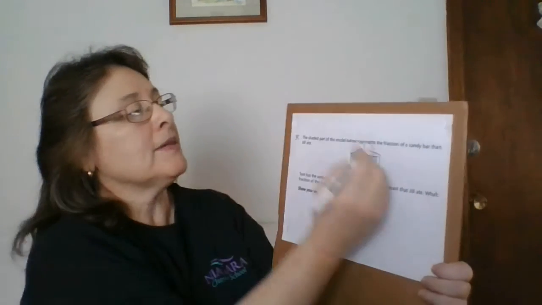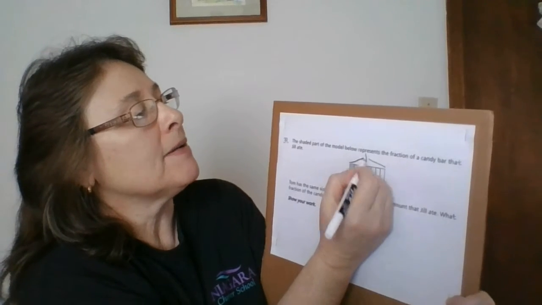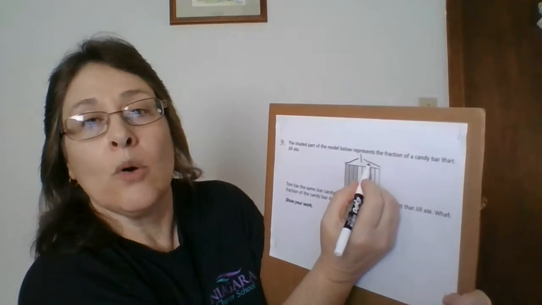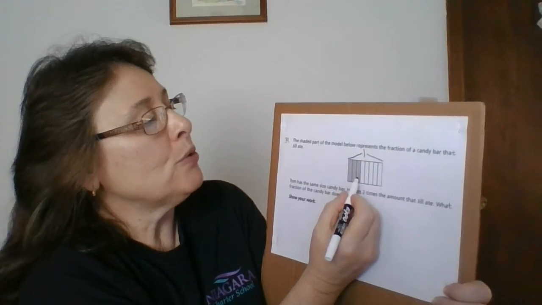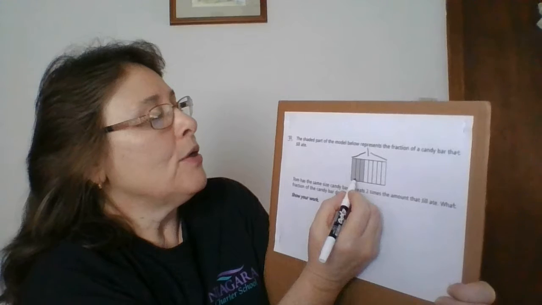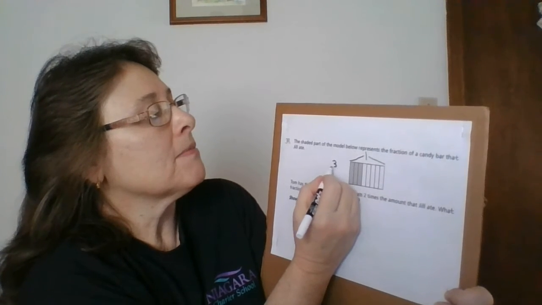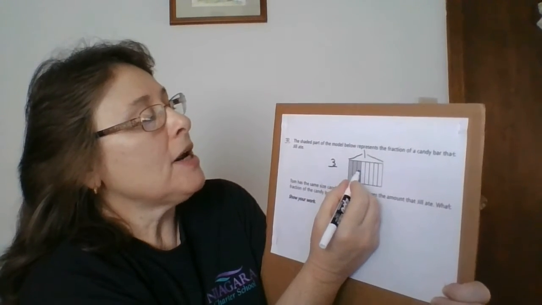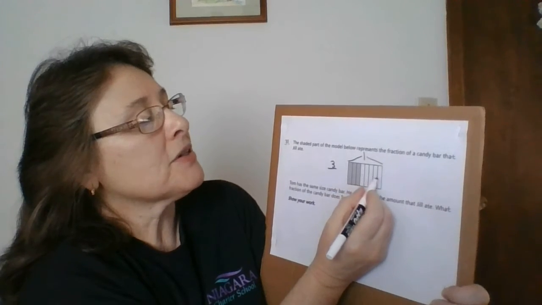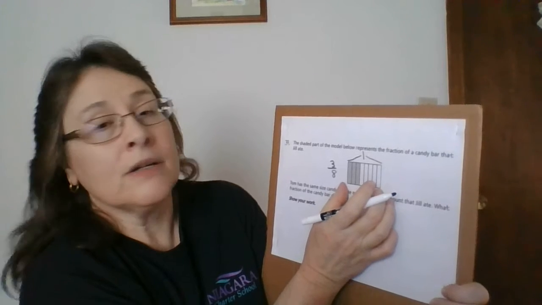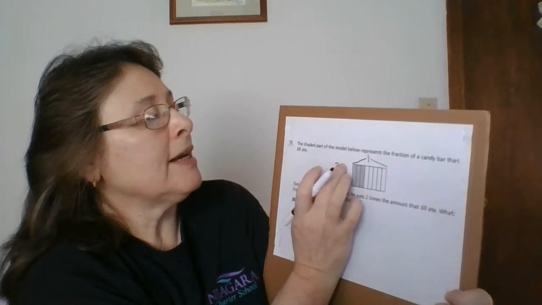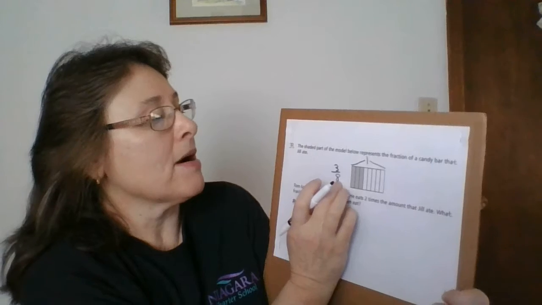So we're going to start with what we know. This whole candy bar at the top represents what Jill ate. So this whole candy bar is one whole. And if I count the pieces that are shaded, 1, 2, 3, there are 3 shaded. 1, 2, 3, 4, 5, 6, 7, 8. There are 8 pieces in all. So the candy bar was cut into 8 pieces. So Jill ate 3/8 of the candy bar.